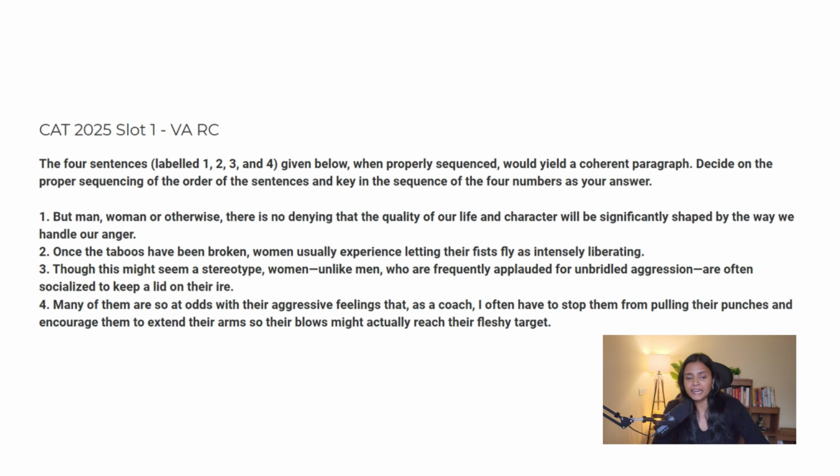Now let's see if we can find any pair, any short pair. So what I feel is that sentence 4 goes on to explain women and their pent-up anger. And 3 was initially talking about something with unbridled aggression. So let's try to read 3 and 4 together if this is making sense. Though this might seem a stereotype, women, unlike men, who are frequently applauded for unbridled aggression, are often socialized to keep a lid on their ire. Many of them are so at odds with their aggressive feelings that as a coach, I often have to stop them from pulling their punches and encourage them to extend their arms.